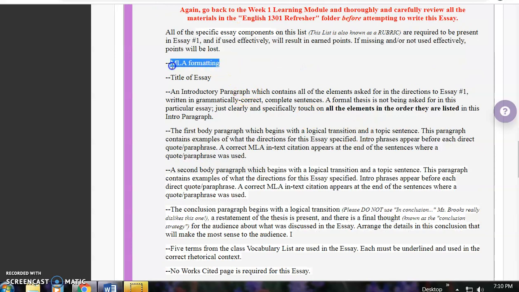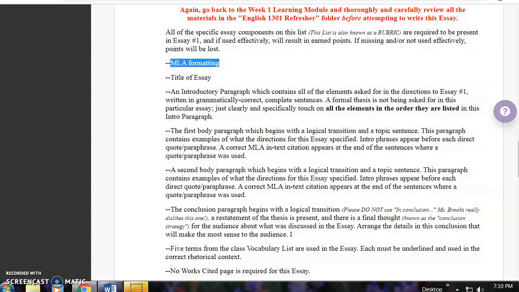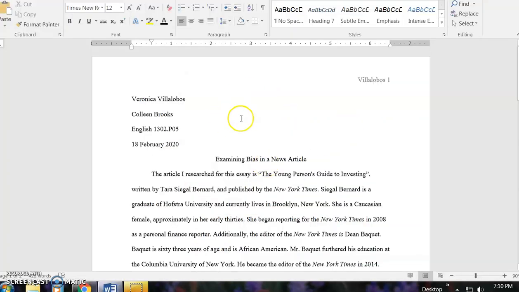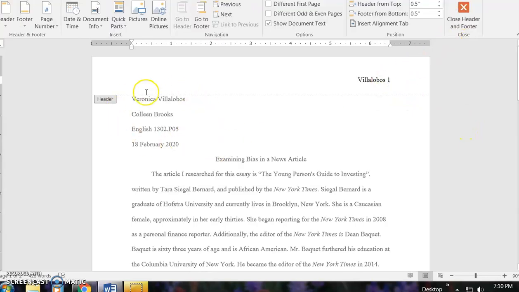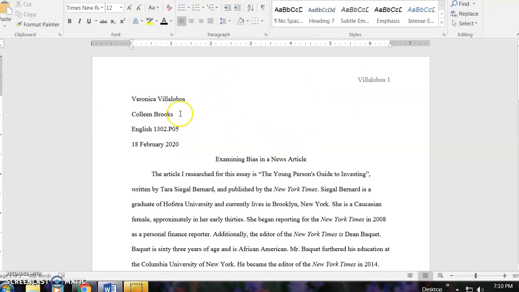The first thing that I looked at when I graded your essay was the MLA formatting. You want to make sure that the header is up here, in Times New Roman 12-point font, and it is all by itself. Do not put the heading in the header box. Then, of course, there was your name, my name. Please do spell my name right. English 1301, and you need to put your section number in there. But make sure that this is a period here.